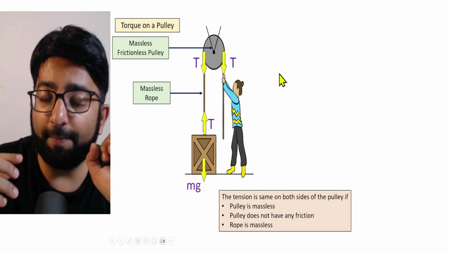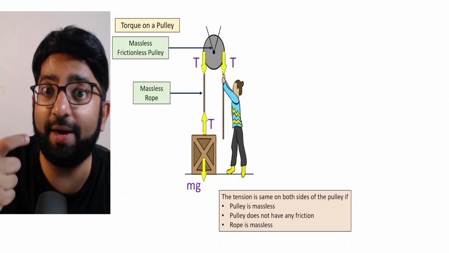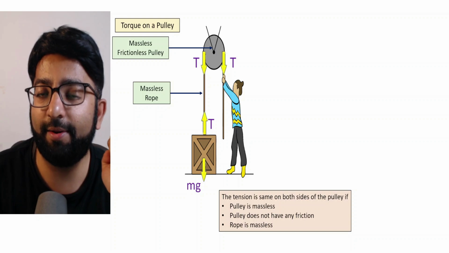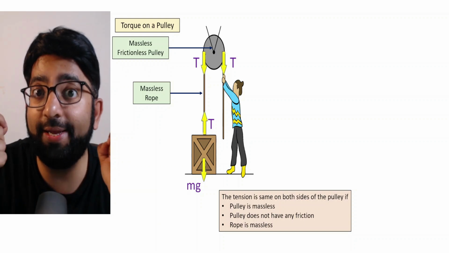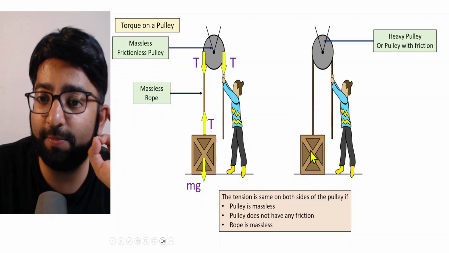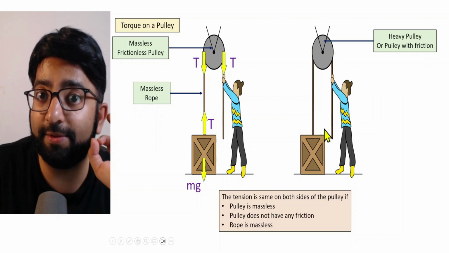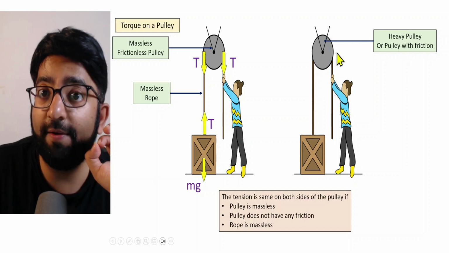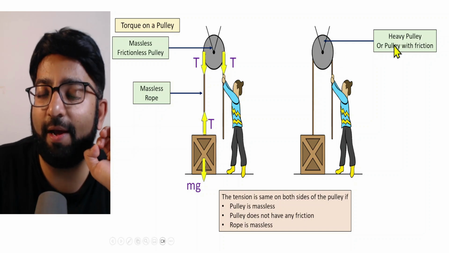But for this chapter, we are going to consider pulleys which are heavy, of course, which means they are going to have mass and they are going to rotate. And for rotation to happen, the pulley needs to have friction. So consider this diagram where it's the same object being pulled by a person, but the string is going around a pulley which is heavy as well as it will have friction.